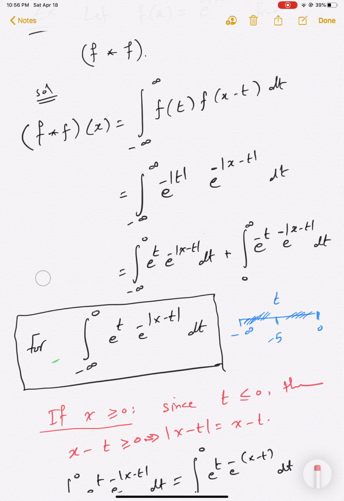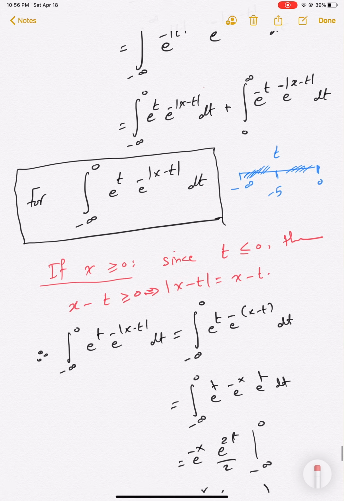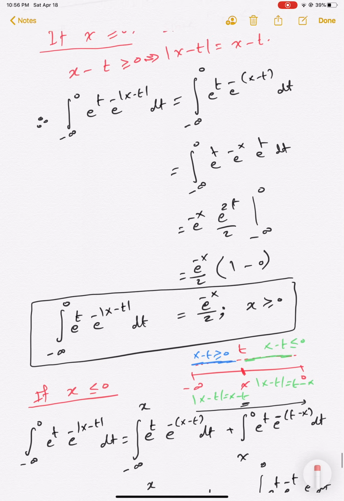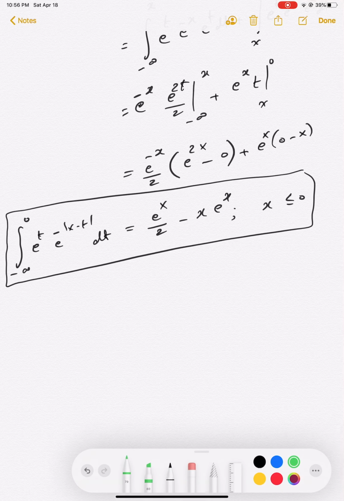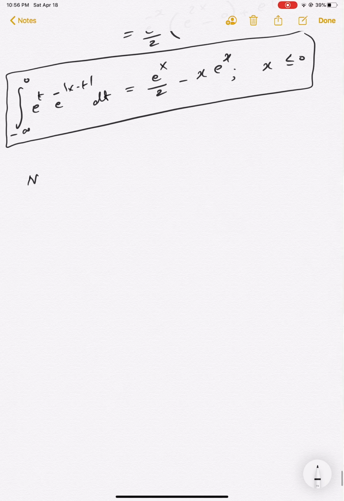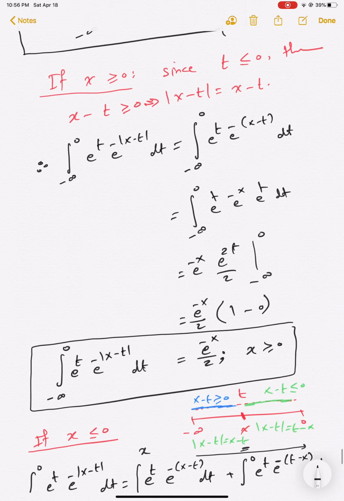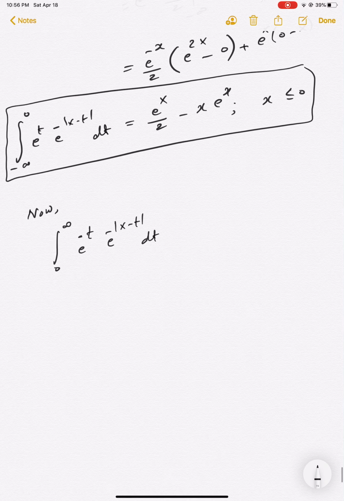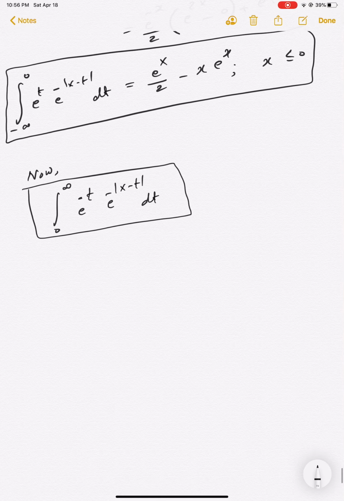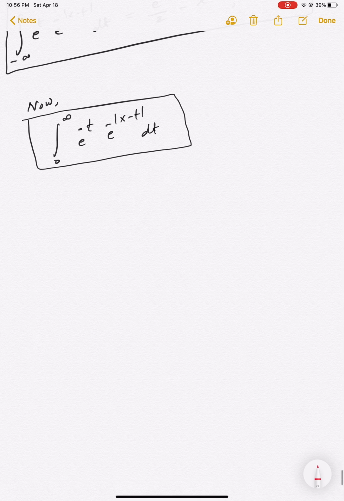So now I want to compute the integral from 0 to infinity, e to the negative t, e to the minus absolute value of x minus t dt. Okay, again, I just copied the second line here, the second integral, sorry. So now we do this integral. Now how are we going to do it? It is the same thing. So now again, with the red, I'm going to write this.